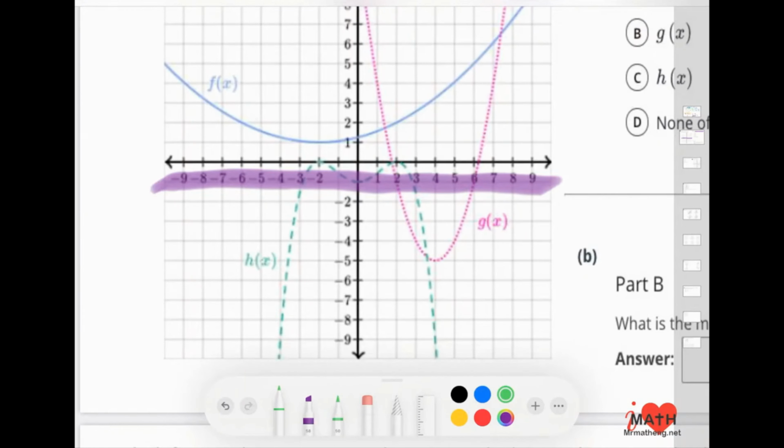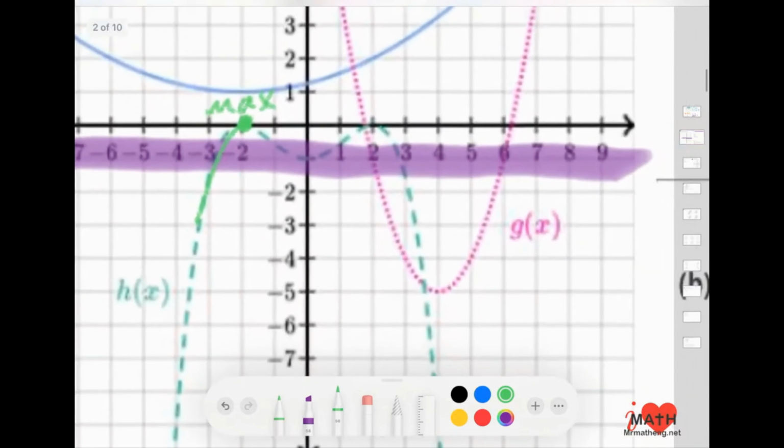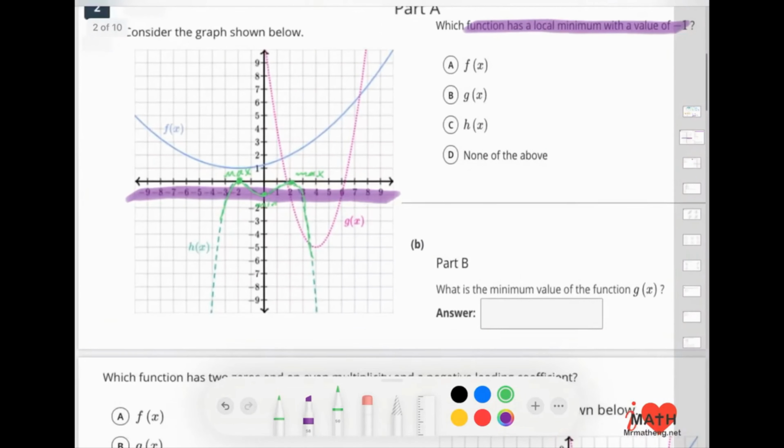And if you look at h of x, here is a maximum. And then it goes this way and hits here. This is a minimum. There you have a max. Okay, so that means, which one of these? That would be h of x.